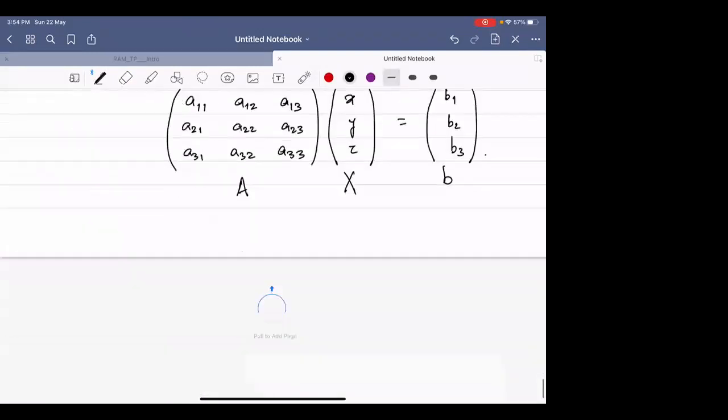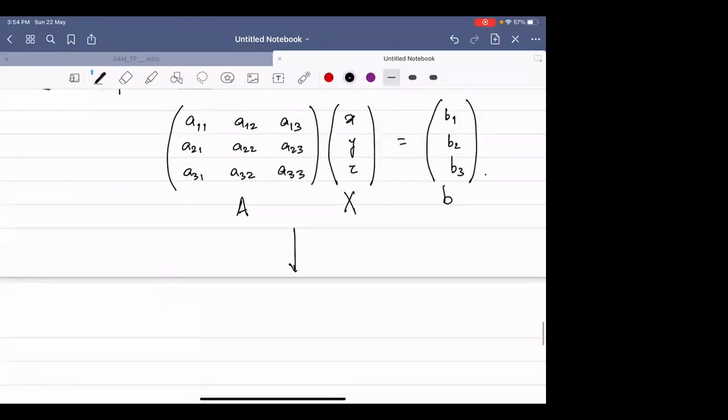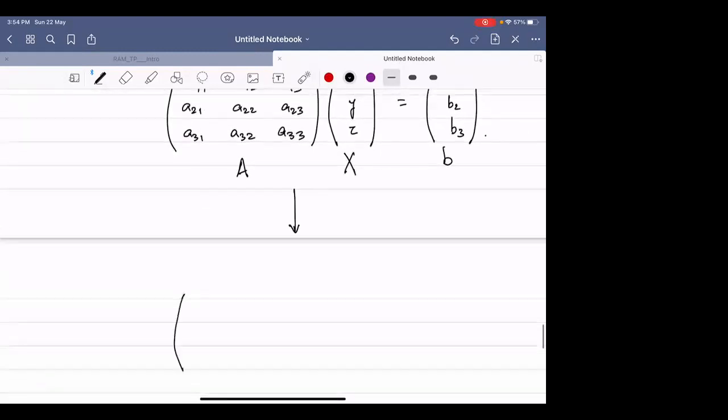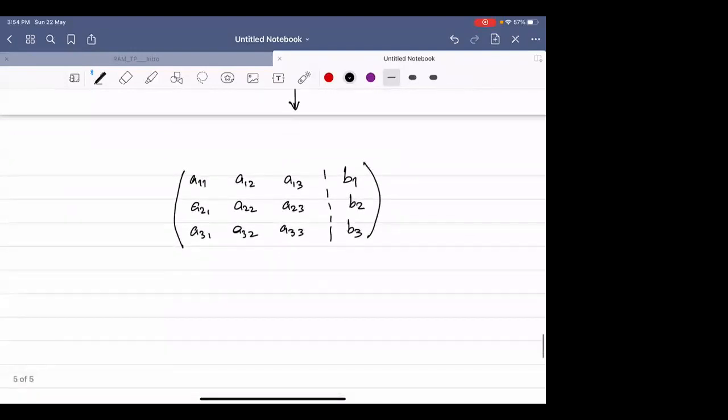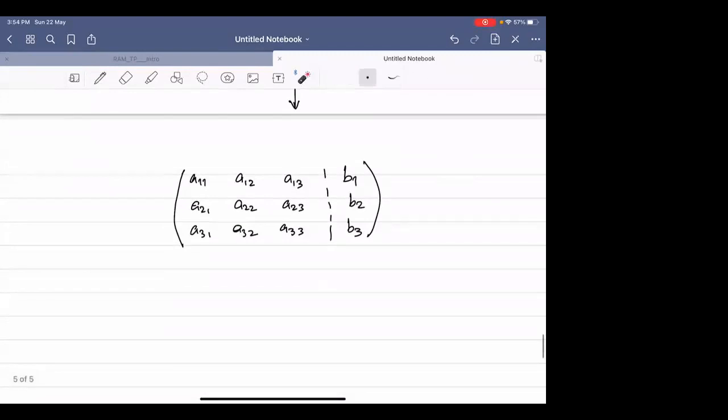Now this system of equations we write as the augmented system: A11, A12, A13, A21, A22, A23, A31, A32, A33, augmented with the column B. And now you start the process of elimination. The process of elimination is that you want to make this element 0, this 0, and this 0. Sub-diagonal elements, which means elements below the diagonal, you want to make them 0. First step, you make this one 0.